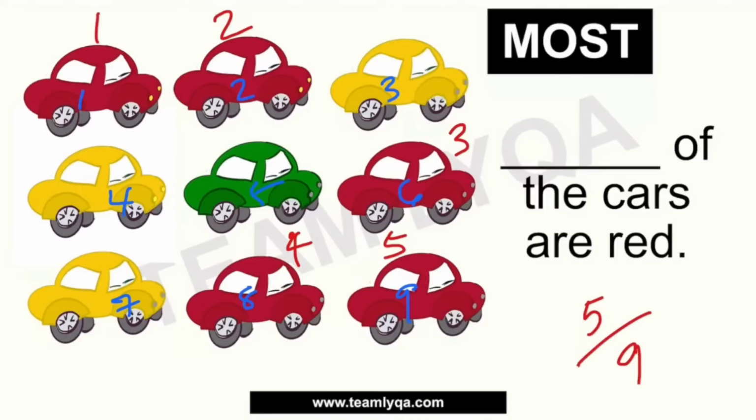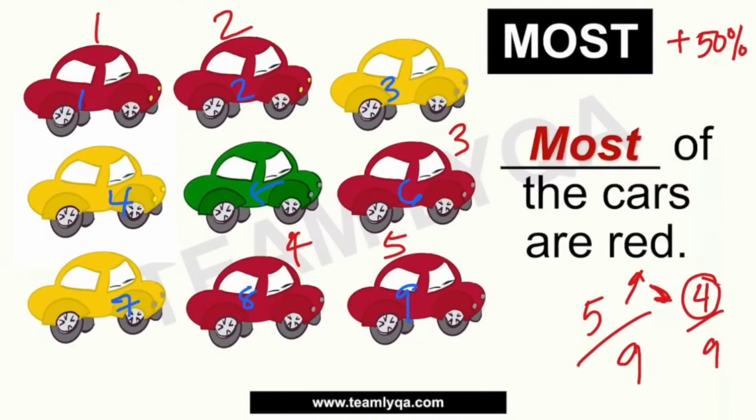So, pag sinabi nating most again, mas marami yung nag-fit sa description kesa sa hindi. 5 out of 9 na kotse ay pula, ang natitira ay 4 over 9 lang. So, mas marami yung pula kaysa sa hindi pula. So, if you think about it, ang most is dapat mas higit sa 50%. Pero, hindi lahat. Kasi nga, meron din namang mga kotse na hindi naman pula. So, this sentence works. Most of the cars are red. Kasi, mas marami ang pula kaysa sa hindi pula.